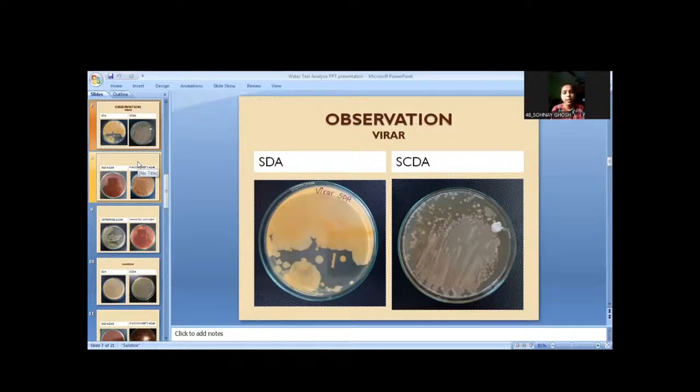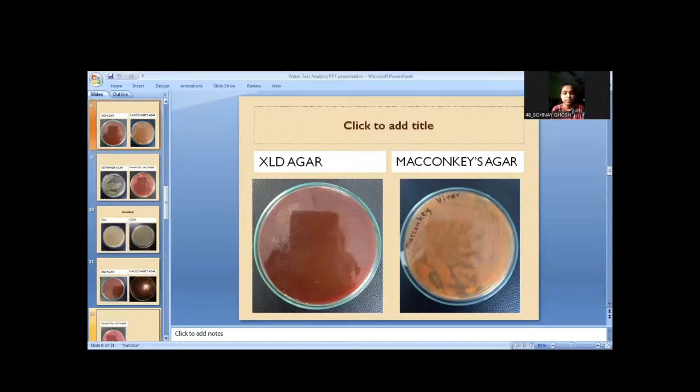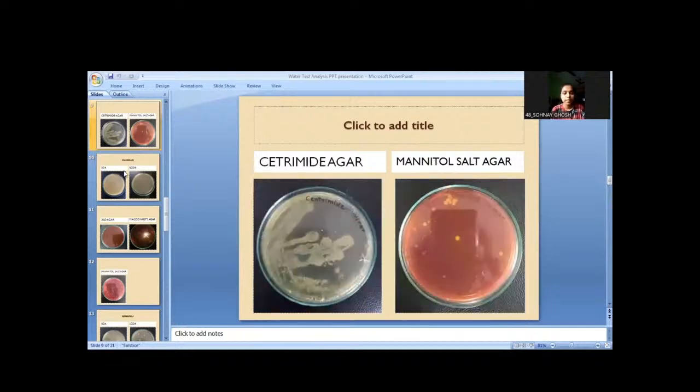As you can see, we prepared plates from different sites. This is Virar. This is the SDA plate and SCDA plate. XLD agar plate and MacConkey's agar plate. Cetrimide agar plate and mannitol salt agar plate.